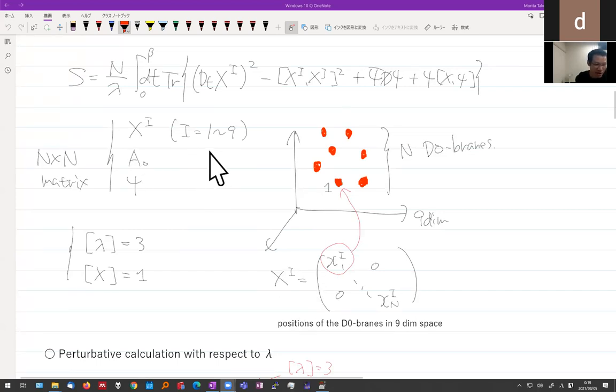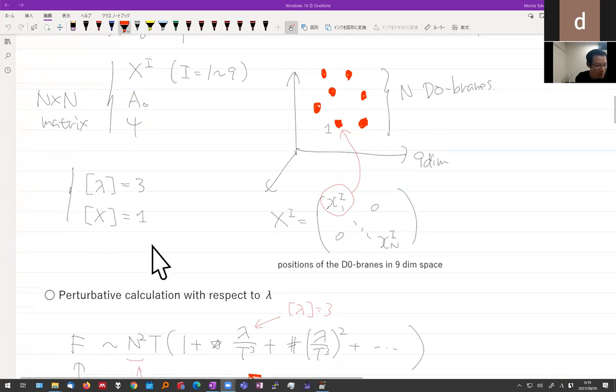So we have 9 X fields, and each of them corresponds to one of the 9 dimensions of this 1 plus 9 dimensional spacetime. Also we have this N diagonal component, and this N corresponds to the number of the branes. Today I mainly discuss dimensional reductions, so the mass dimension of these quantities is important. First of all, X and A have mass dimension one, and also this coupling, lambda, has mass dimension three.